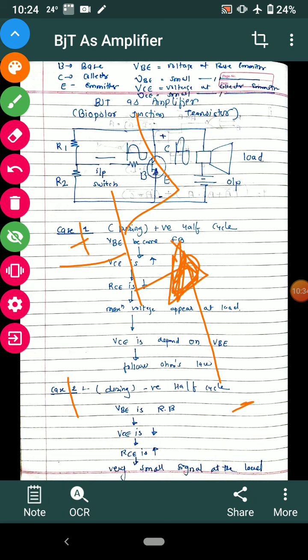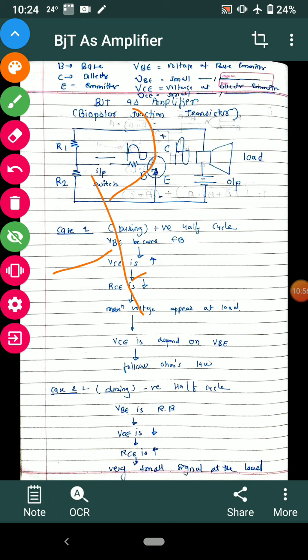So this is called NPN. Outgoing state means it is connected to ground, so it is negative. This is base and this is collector. So this is called NPN: negative, positive, negative. Suppose the signal is considered like this, this is the PNP. In electronics we generally use the NPN transistor.